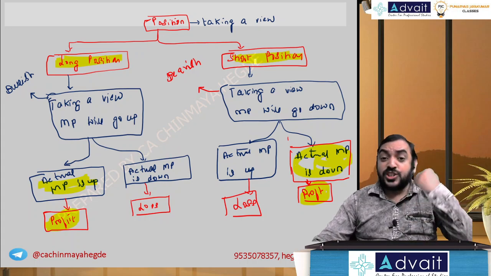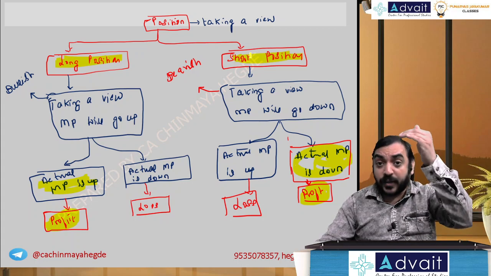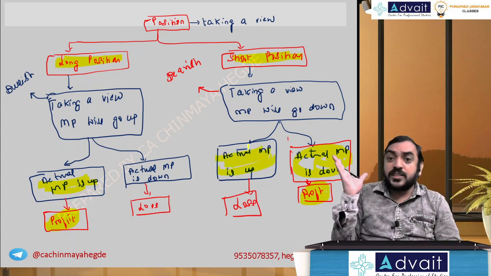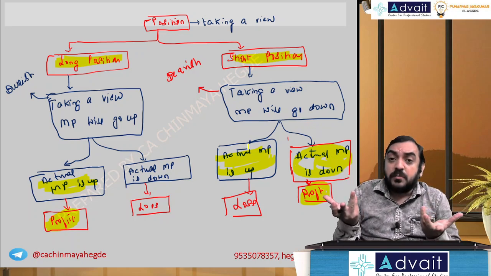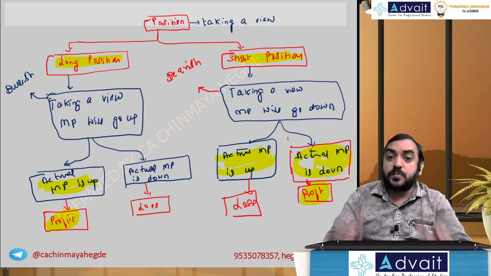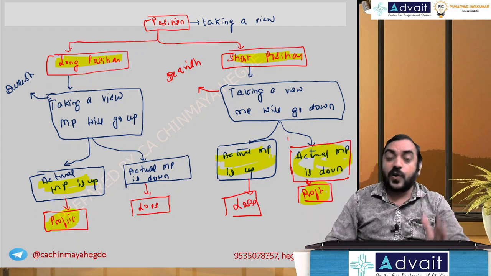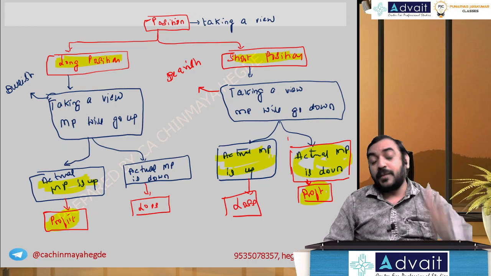I had taken a short position thinking that market price will fall, but against my expectation, market price went up. Everybody is happy. I am not happy because market price went up, but I took a short position. I shorted the market. Market went against my direction. Loss. Even when the market goes up, I make a loss.